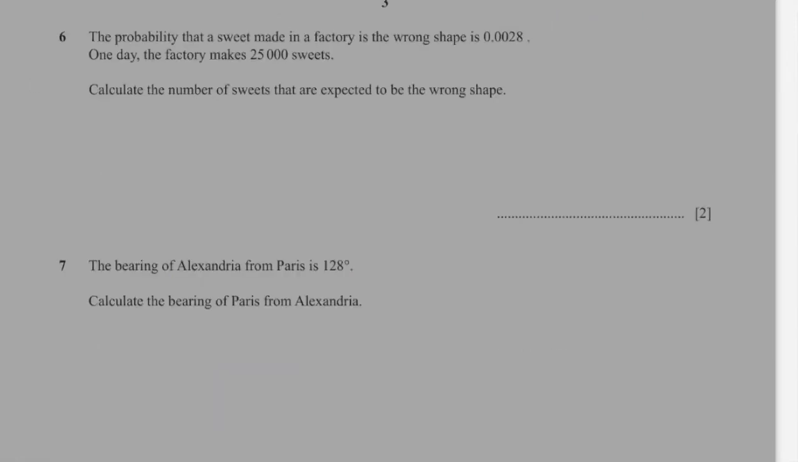6. The probability that a sweet made in a factory is the wrong shape is 0.0028. One day the factory makes 25,000 sweets. Calculate the number of sweets that are expected to be the wrong shape. Alright, so we'd have 0.0028 of 25,000 sweets in the wrong shape, and that is equal to 70 sweets.